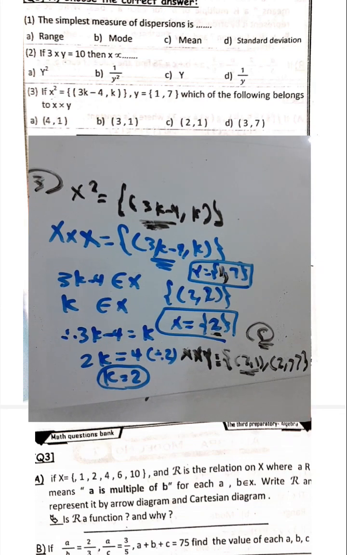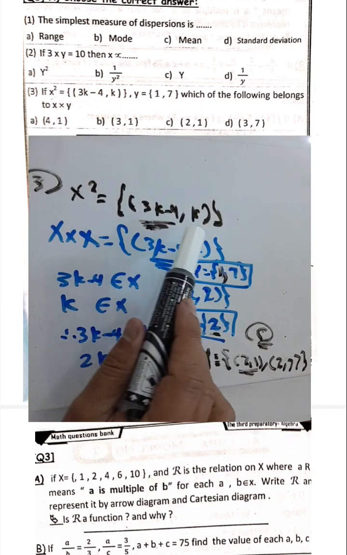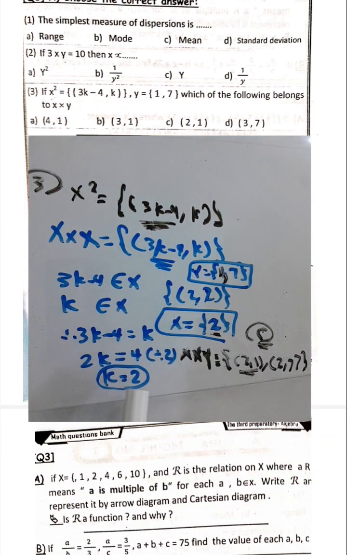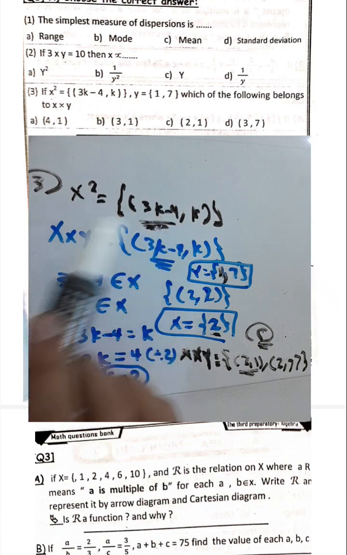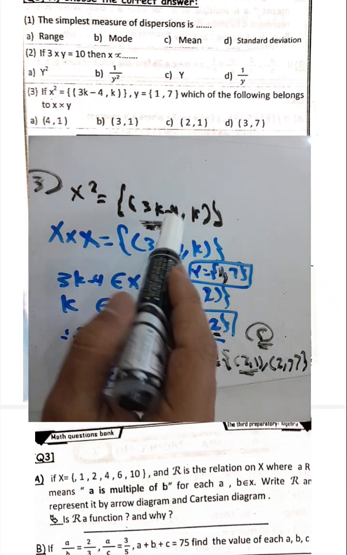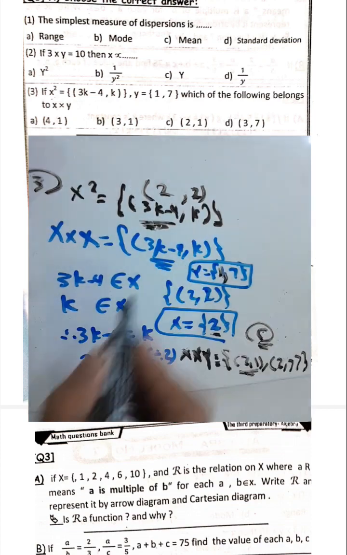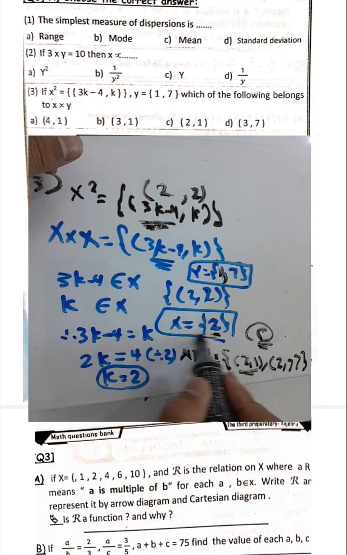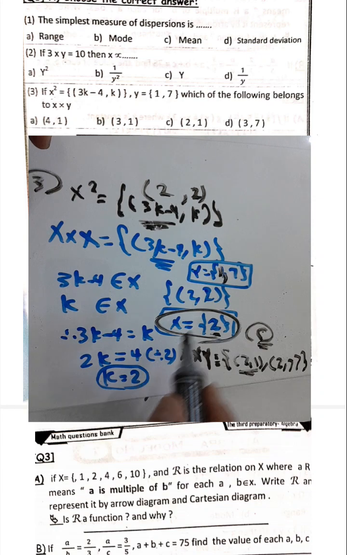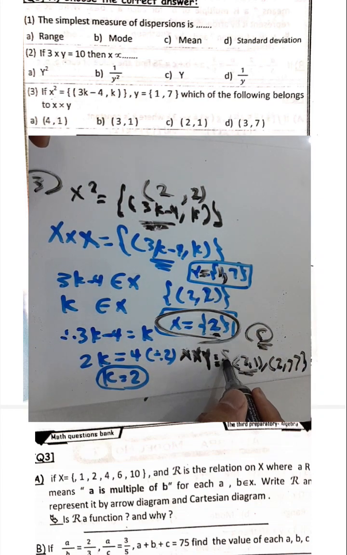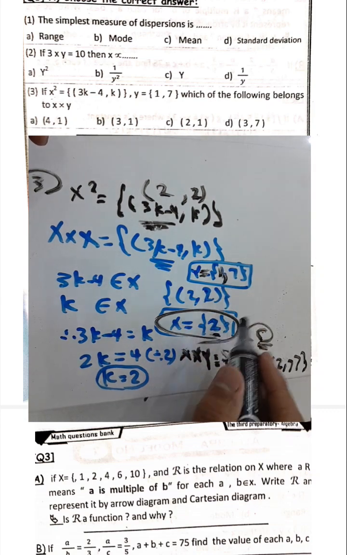Understood? First step, we have 3k minus 4 equals k, then k equals 2. Put k equals 2 here, then the first projection will be 2 and the second projection 2. Then the set of x will be the set of 2 and y equals the set of 1 and 7. The Cartesian product between them is (2, 1) and (2, 7).